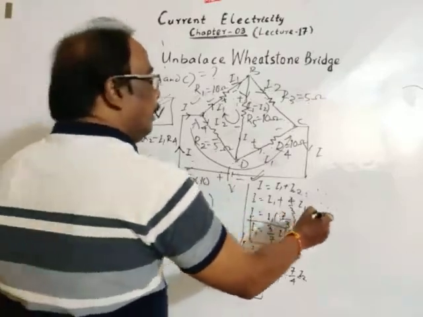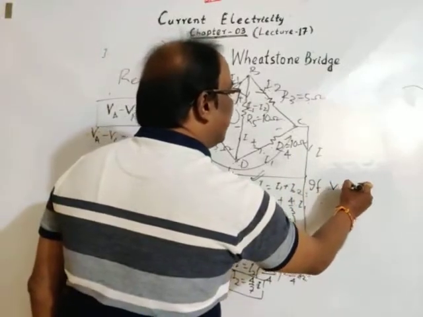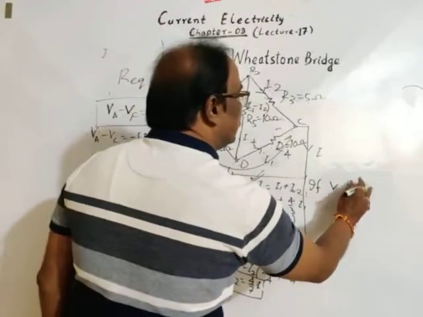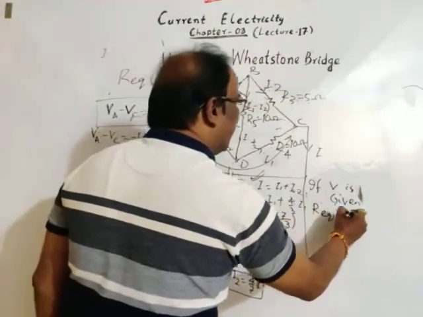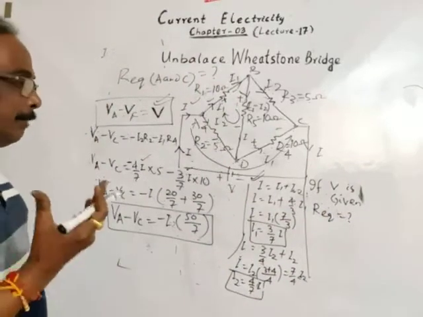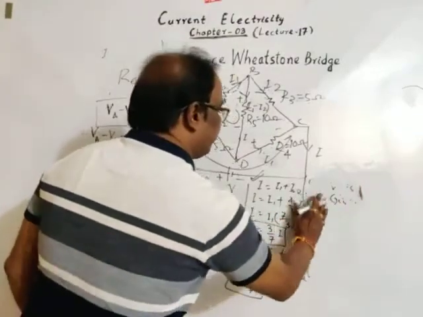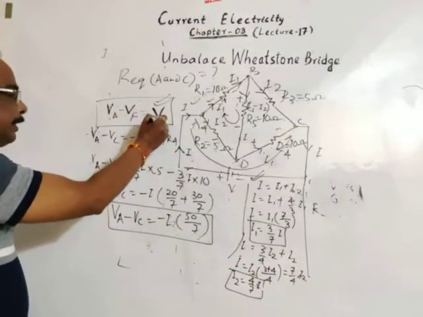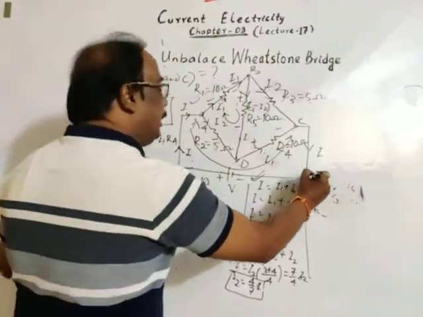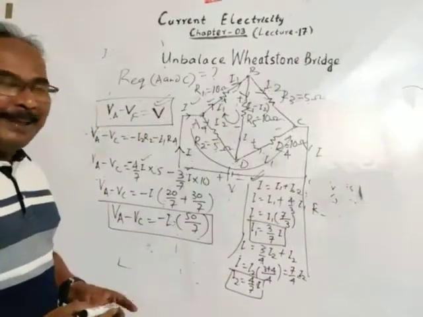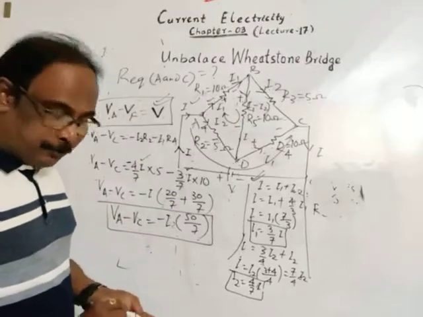If V is given, then we can calculate R equivalent. VA minus VC is V. Okay. VA minus VC is this much. Then V is equal to, can I erase this? We have already got it. We have already used the values. Okay.